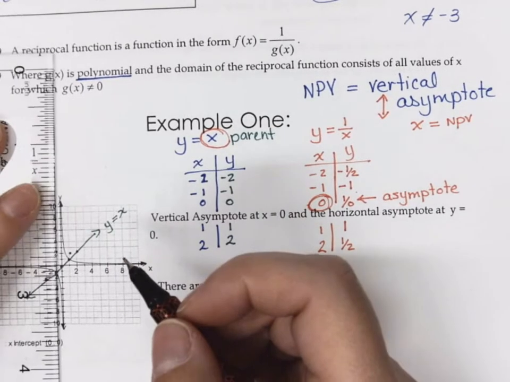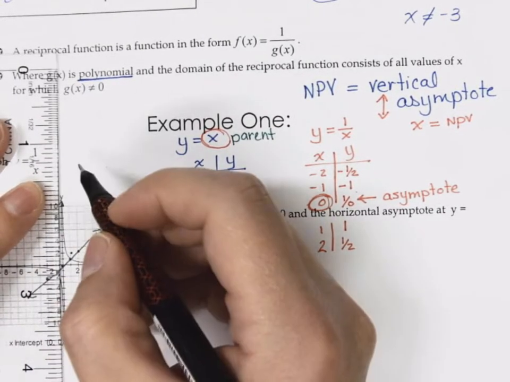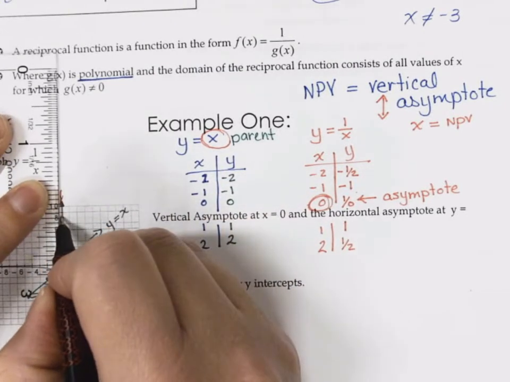Okay, so we're going to put that asymptote on the graph. So x is equal to 0. That's right on the y-axis.